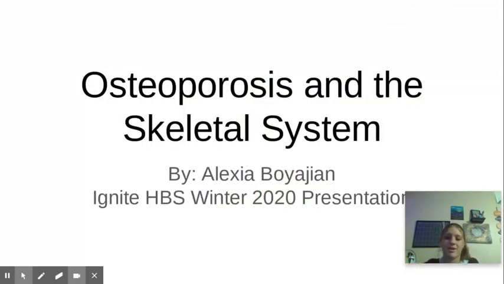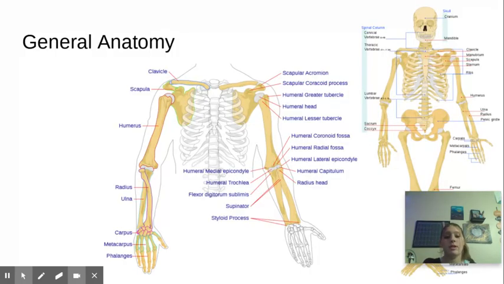today I made a project over osteoporosis in the skeletal system. And the first thing we're going to talk about is the general anatomy.